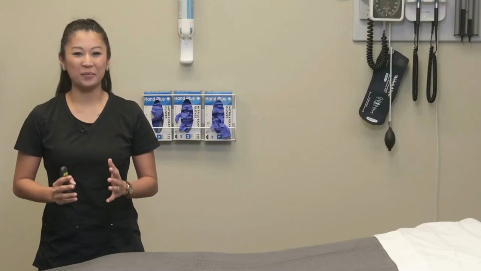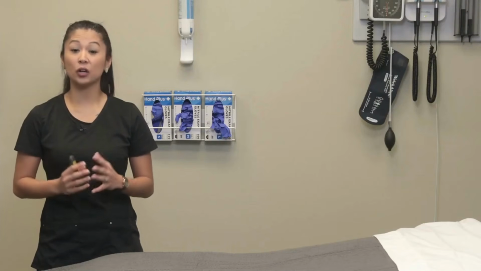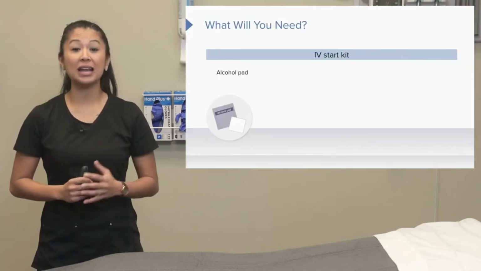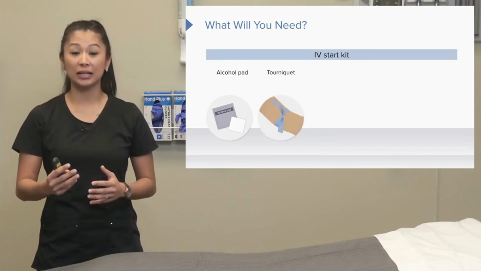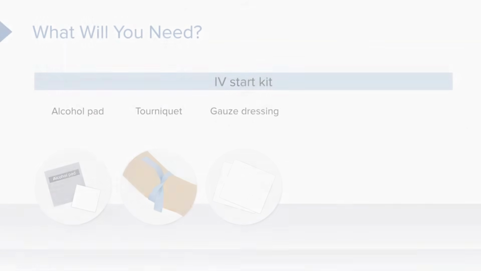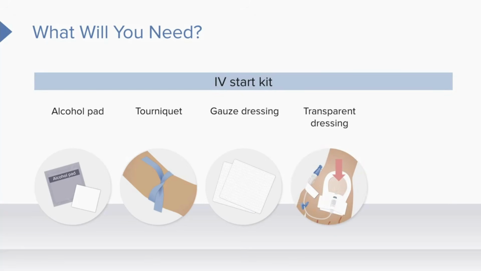So again, more equipment. We've got an IV start kit. The nice thing is all of these pieces are usually bundled together. However, I'm going to talk about the components of that start kit. So first you need an alcohol pad. This is going to help clean the site. You're going to need a tourniquet to hold pressure and also to help visualize veins for you. You also will need a gauze dressing. This may help clean up any mess that you made. And also a transparent dressing. This is going to cover the IV insertion site to keep out those microbes.